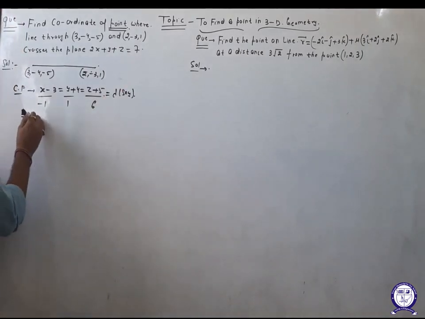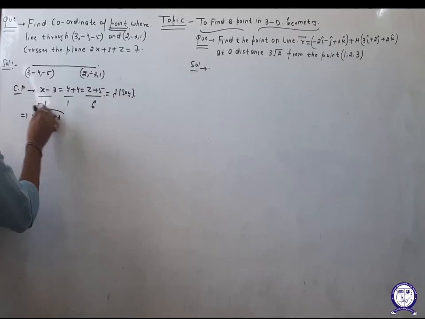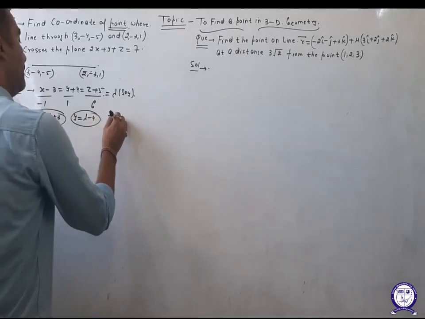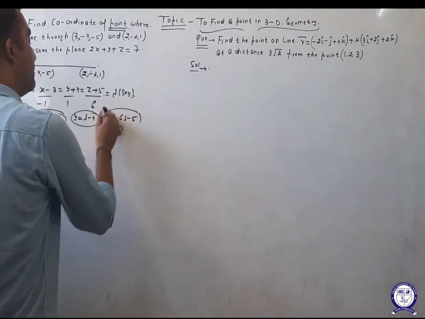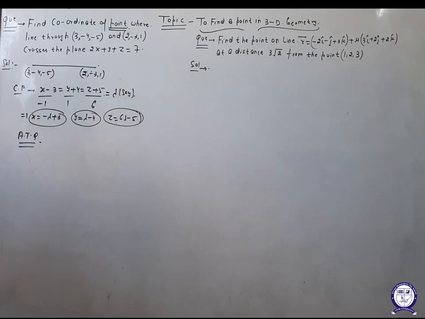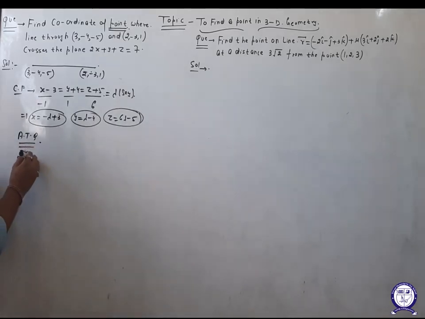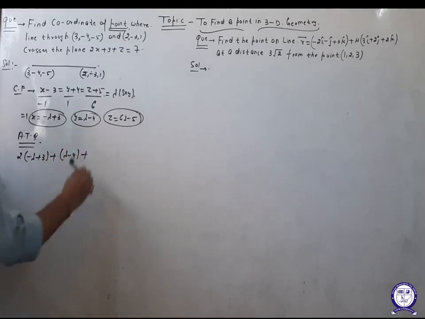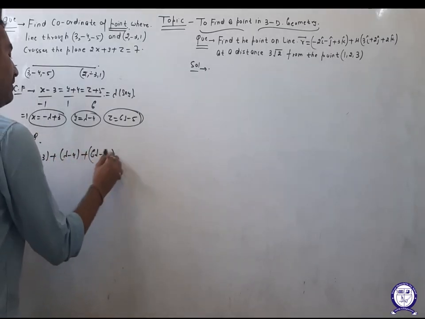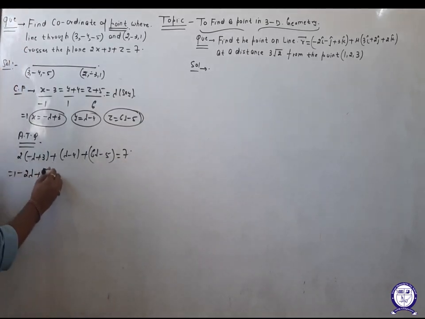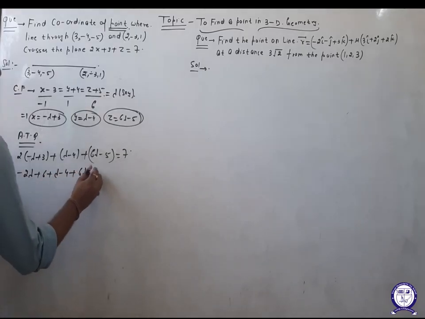Now from here we get x equal to minus lambda plus 3, y is equal to lambda minus 4, z is equal to 6 lambda minus 5. Now, according to the question, this point lies on the plane, which means it will satisfy the given condition of the plane, that is 2 into minus lambda plus 3 plus lambda minus 4 plus 6 lambda minus 5 is equal to 7. Now, here we get minus 2 lambda plus 6 plus lambda minus 4 plus 6 lambda minus 5 is equal to 7.